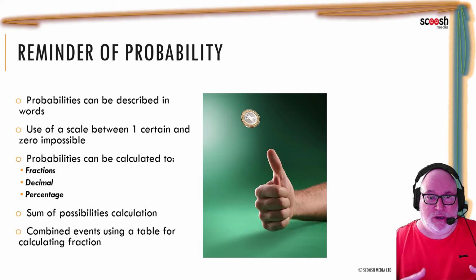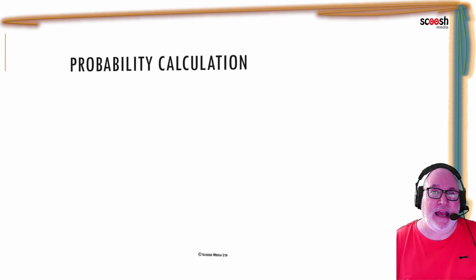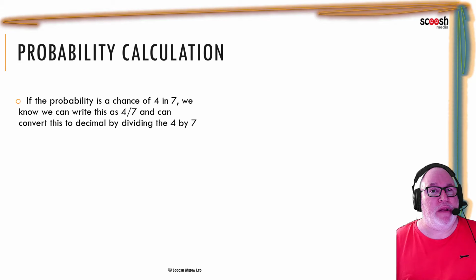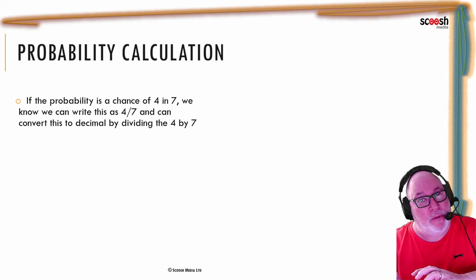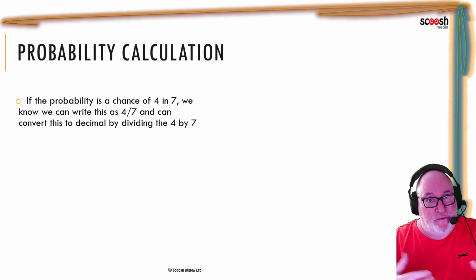There's also, like I said, the combined events, but we could use a table for calculating out the fraction. So what we do is we use a nice table and we mark up. There's another tutorial for that if you need to look that up and you're not too sure of it. So the probability calculation that we're speaking of there. If the probability is chance of happening of 4 in 7, obviously the other way around is going to be 3 in 7 for anything else to happen.